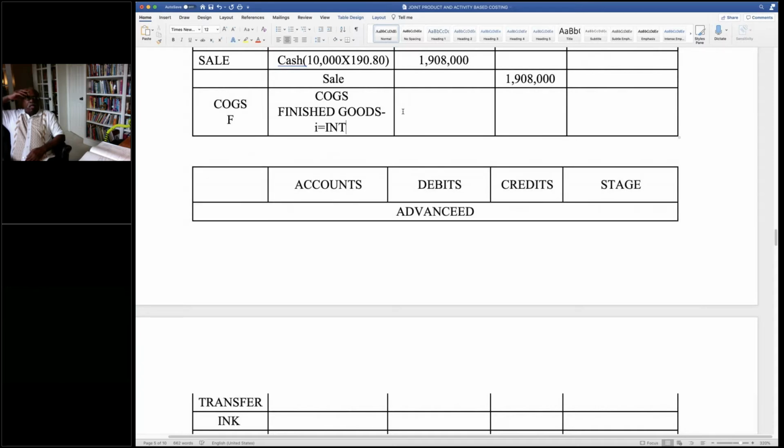Yeah, finished goods, intermediate. All right, and if you think about it, this credit that we need to finished goods has already been calculated down below in our T-chart. So the credit of our finished goods intermediate is 642,000. I can't even think anymore. And then after this, we're going to go ahead and post that number to our cost of goods sold T-chart.